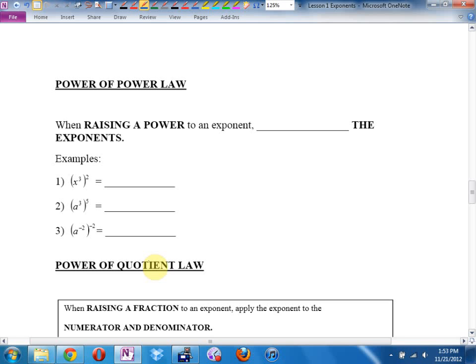The power of a power law. When raising a power to an exponent, what I mean is something like this. Here's a power to another power. Who remembers this one? Yep. So it would be x to the what? So what would you do with the two numbers mathematically? Prove it. It's not that hard a proof.